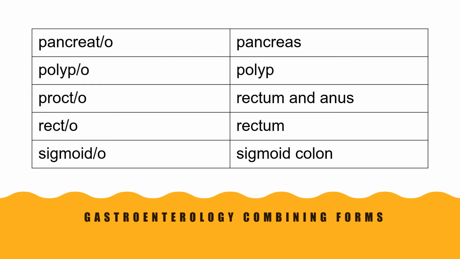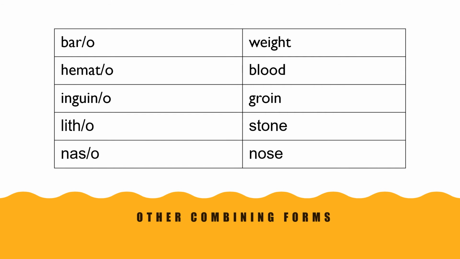Pancreato, pancreas; polypo, polyp; procto, rectum and anus; recto, rectum; sigmoido, sigmoid colon. And here are a few other combining forms that aren't specific to gastroenterology, but they will help you with this chapter. Baro, weight; hemato, blood; inguino, groin; litho, stone; naso, nose.